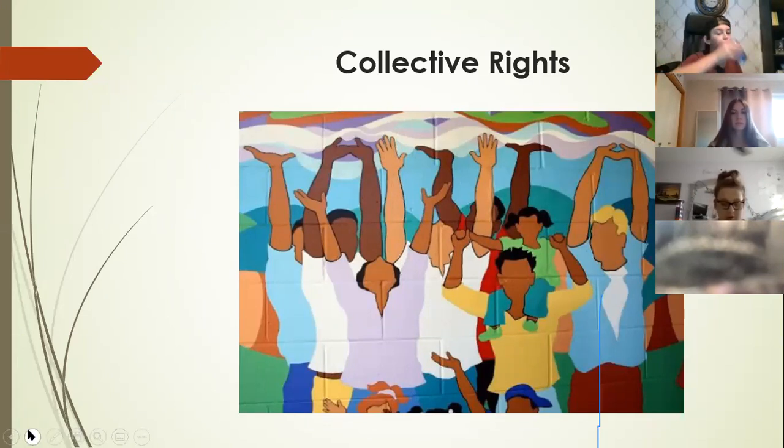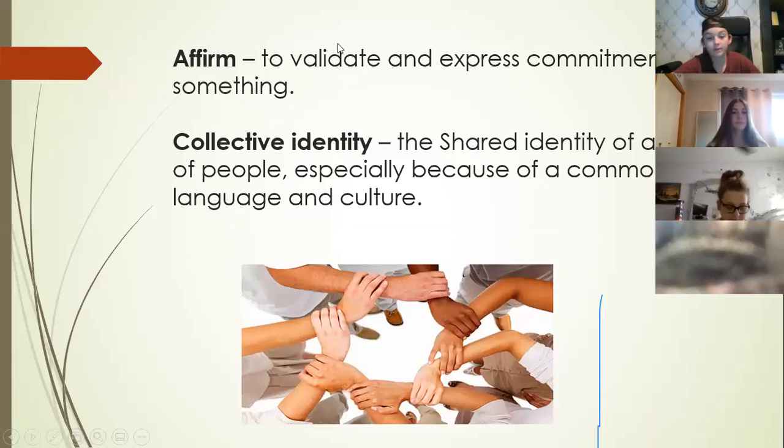Now, before we start talking exactly about what collective rights are, there are a couple of definitions that you should need to understand. The first definition is affirm. If you're affirming something, you're validating it and expressing a commitment to something. When two people get married, they affirm their love to one another. They affirm their commitment to the relationship, all right?